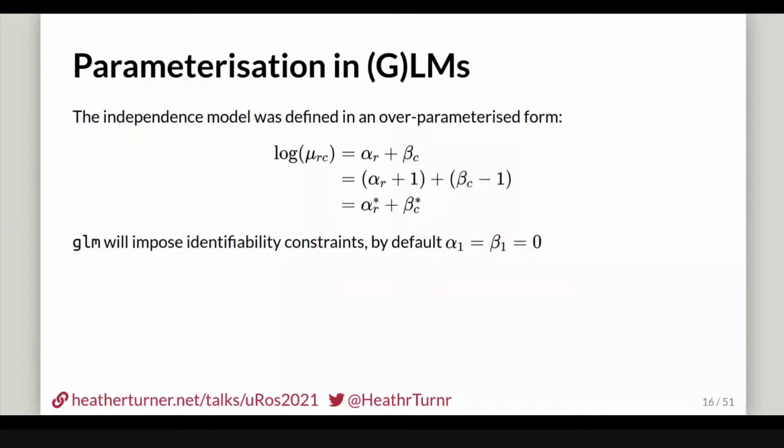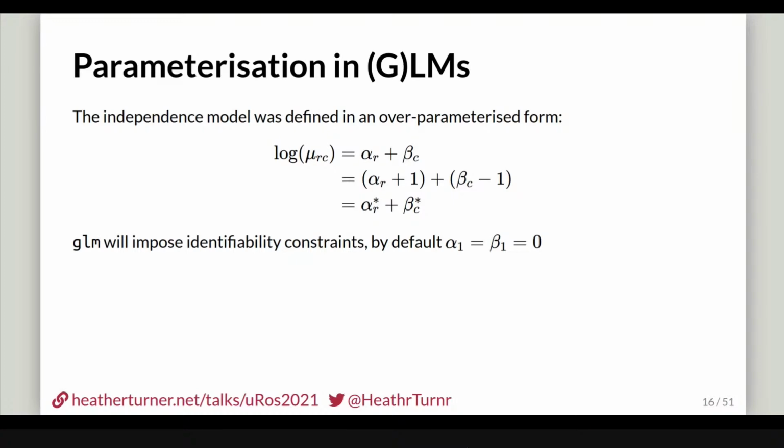So now we'll think a bit about the parameterization in the models. When I presented the independence model, it was in an over-parameterized form. We had the log of the expected count as a row effect plus a column effect. And we can add a constant to the row effect and compensate for that by subtracting the same constant from the column effect and end up with exactly the same model.